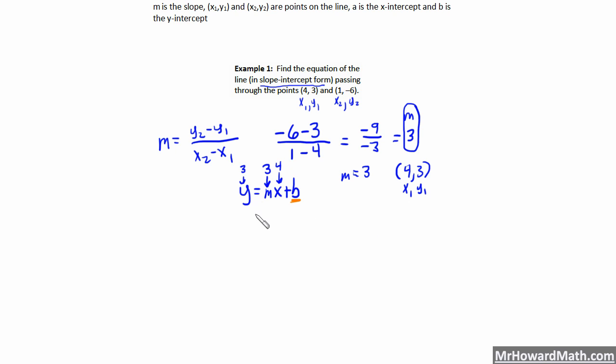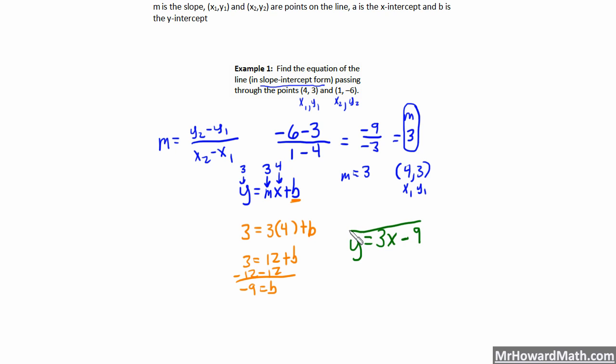Okay, so let's do that. So we would rewrite this as 3 equals 3 times our x value, which is 4, plus b. Okay, and we're solving for that b right there. Okay, so we get 3 equals 12 plus b. Subtract 12 from both sides. We get negative 9 equals b. And now we have it. So our equation and final answer is just y equals our slope 3 times x plus our b value, which is negative 9. So I need to erase that plus and make it minus 9. Adding a negative is the same thing as subtracting.